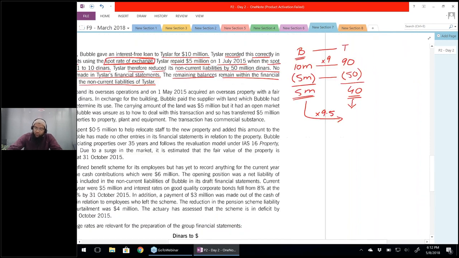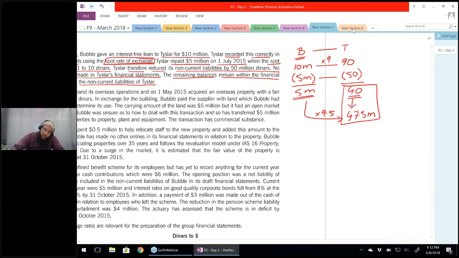So if the rate is 9.5, the liability should be 47.5 million dinars. It should be 47.5 million dinars because the rate at the year end is 9.5. So the liability is understated in the financial statements of T. So what we need first thing is to increase the liability in the books of T by 7.5 million dinar.